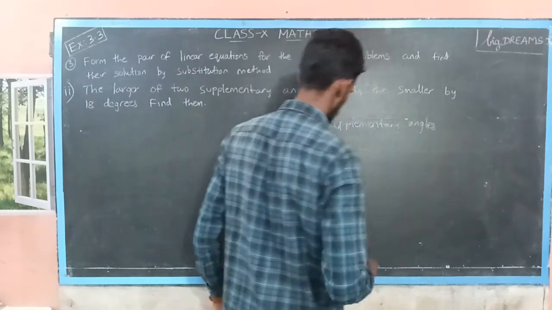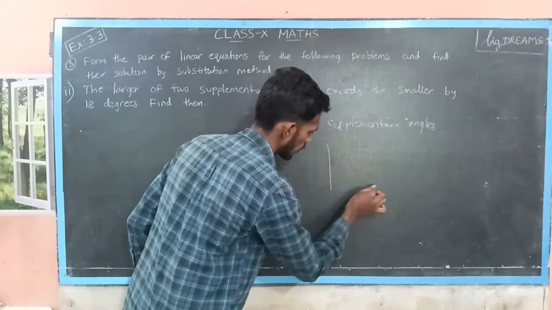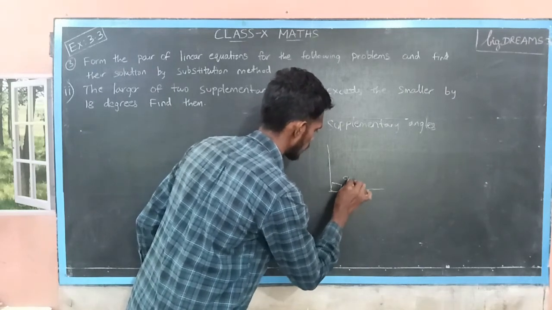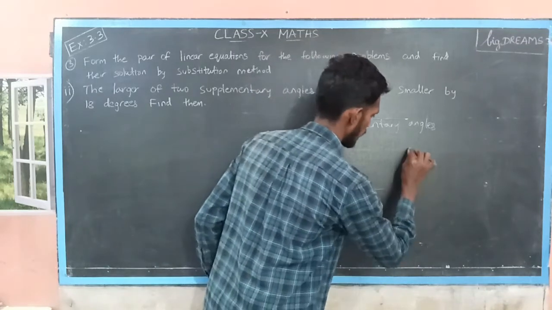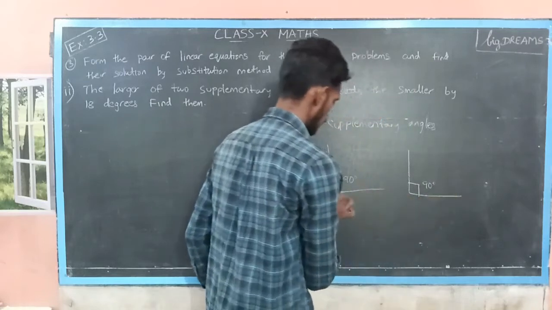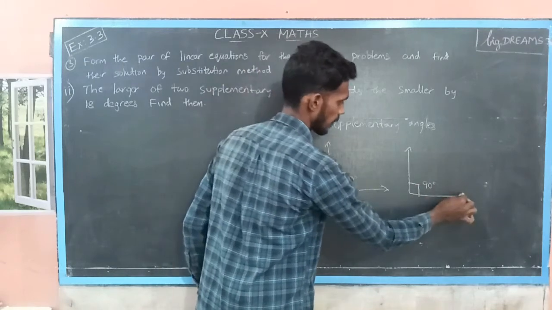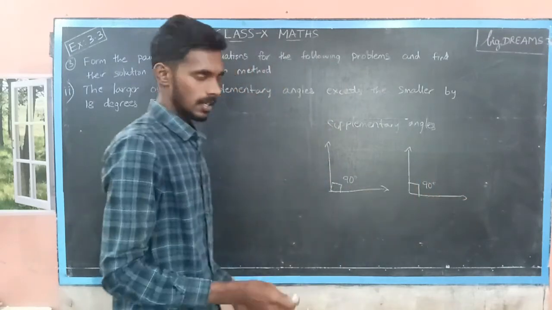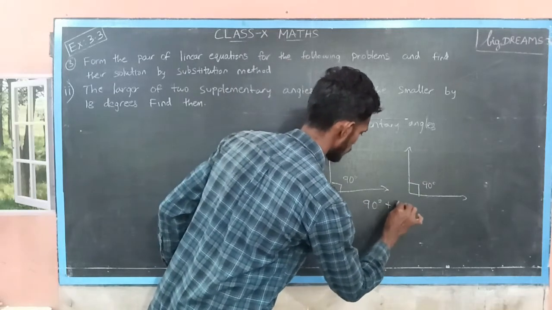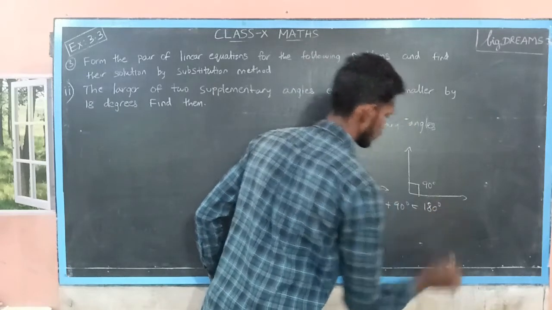Let me take an example. Let me take an angle like this. It is 90 degree, and let me take another angle measuring 90 degree. Both are right angles, right? 90 degree, 90 degree. Okay. If we add both the angle measures, that is 90 plus 90, it will become 180.